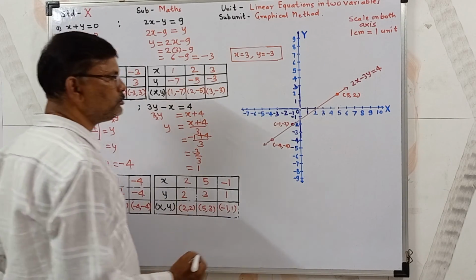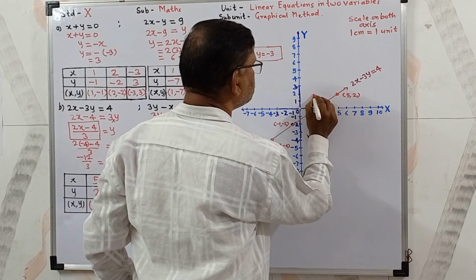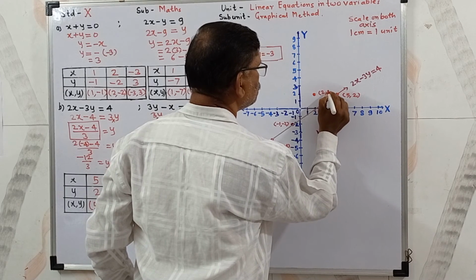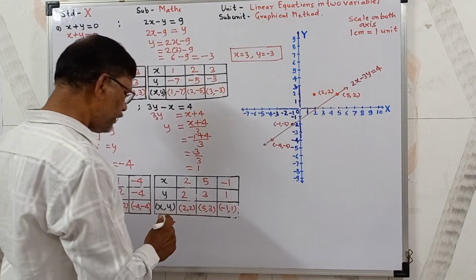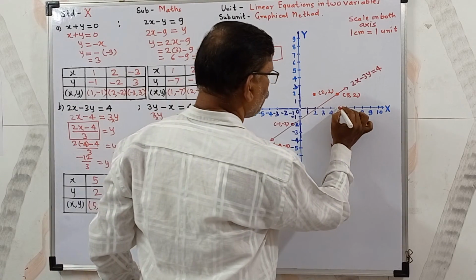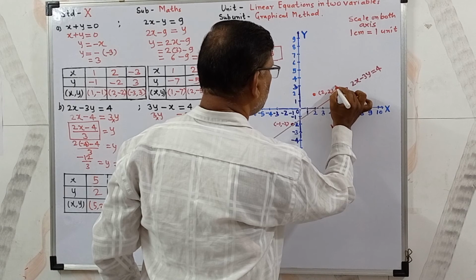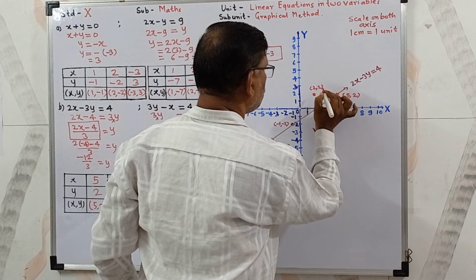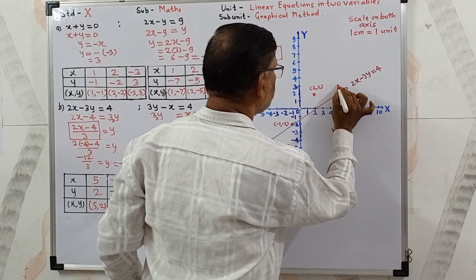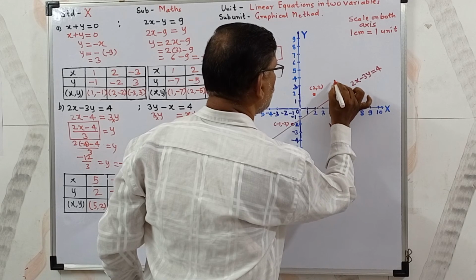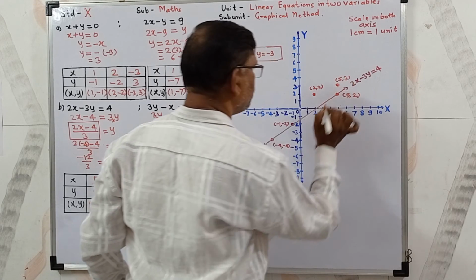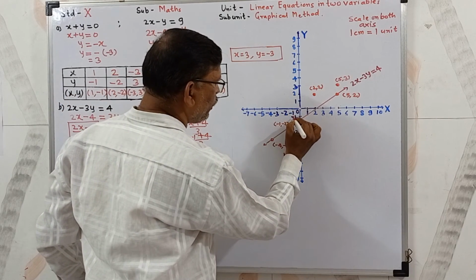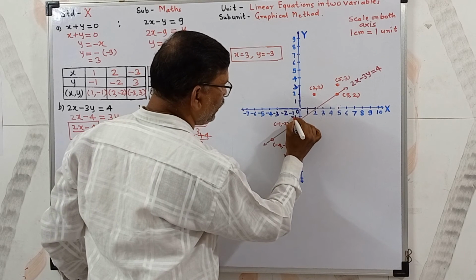First point is 2, 2. Here is the point 2, 2. Next one is 5, 3. Here is the point 5, 3. And the next one is minus 1, 1.